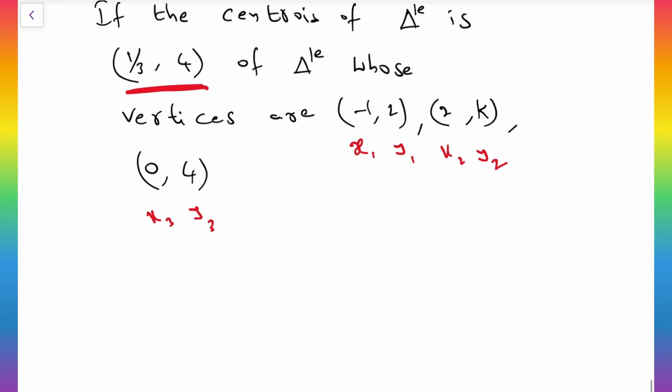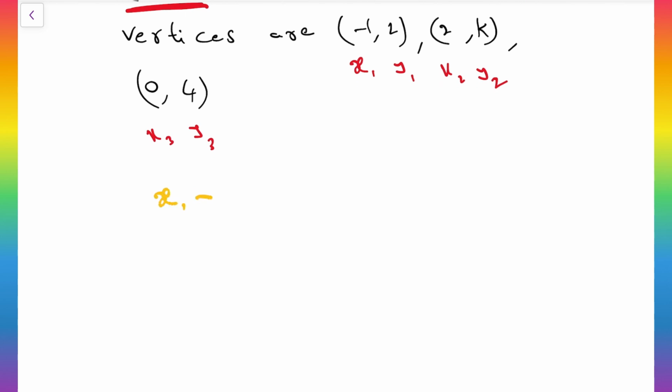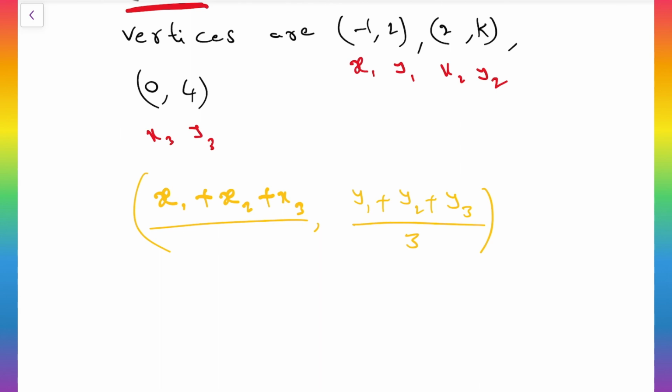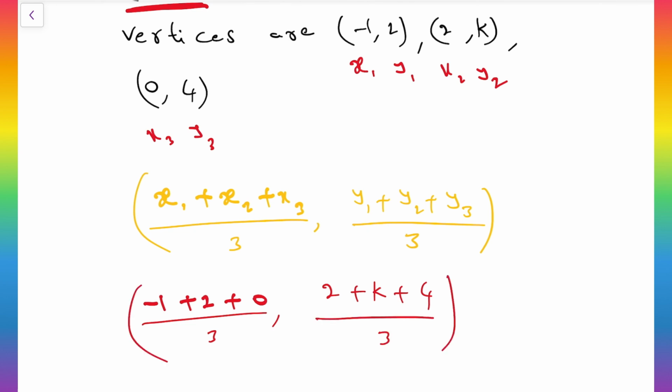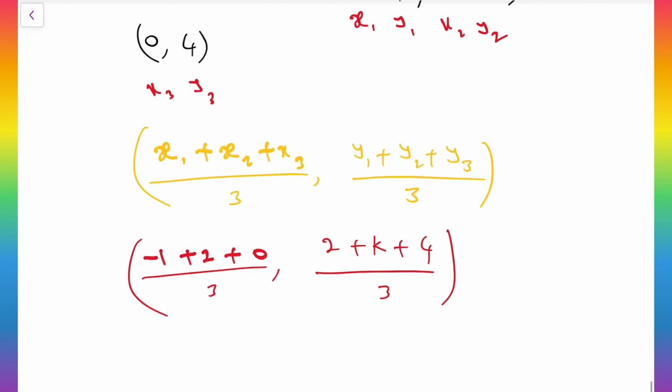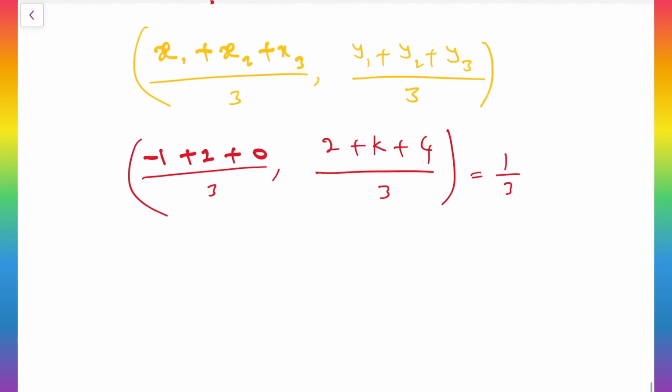The formula for centroid of a triangle is x1 plus x2 plus x3 by 3 comma y1 plus y2 plus y3 by 3. Let us substitute now in this. x1 is minus 1, x2 is 2 and x3 is 0 divided by 3 comma y1 is 2 and y2 is k, y3 is 4 divided by 3. According to the question, the centroid is 1 by 3 comma 4, right? So make it equals to 1 by 3 comma 4.